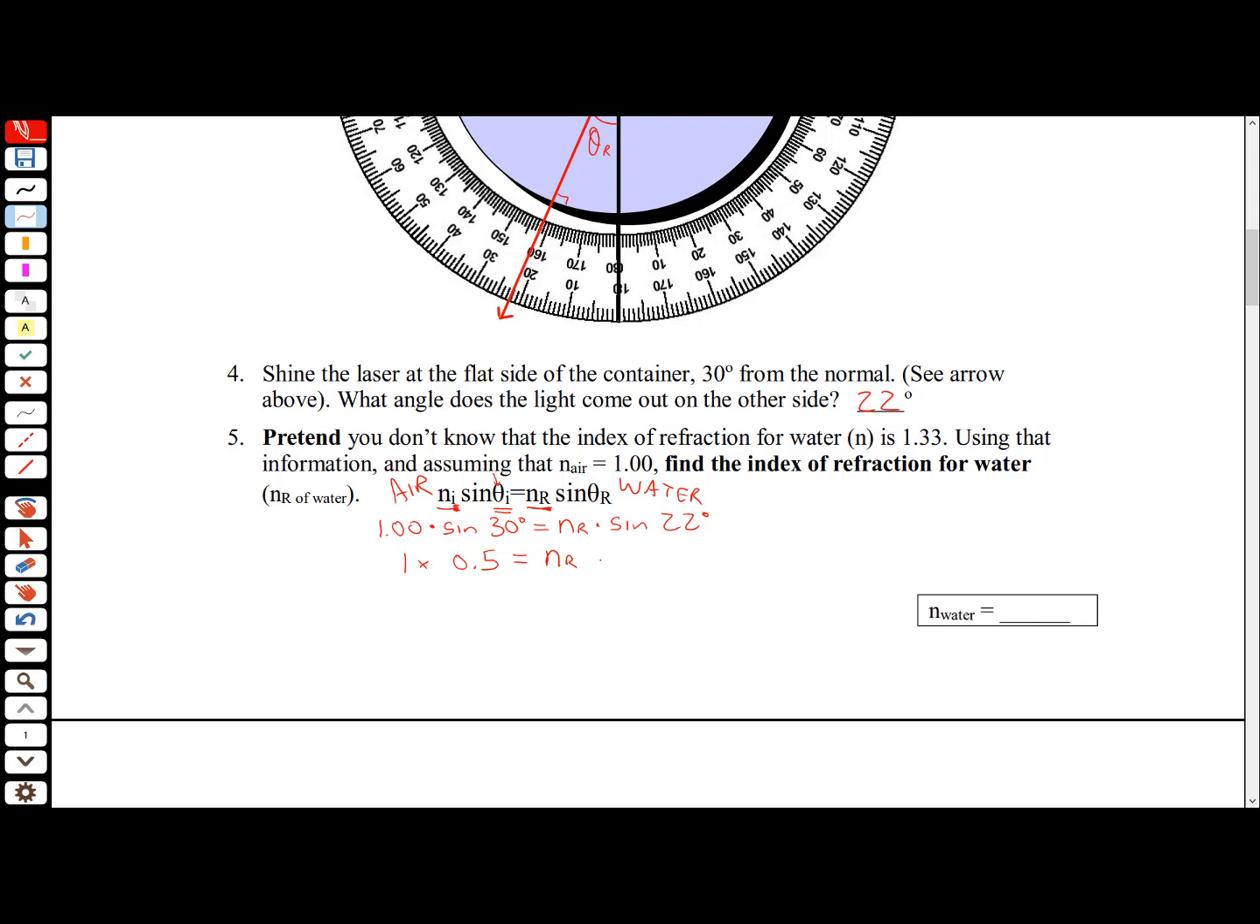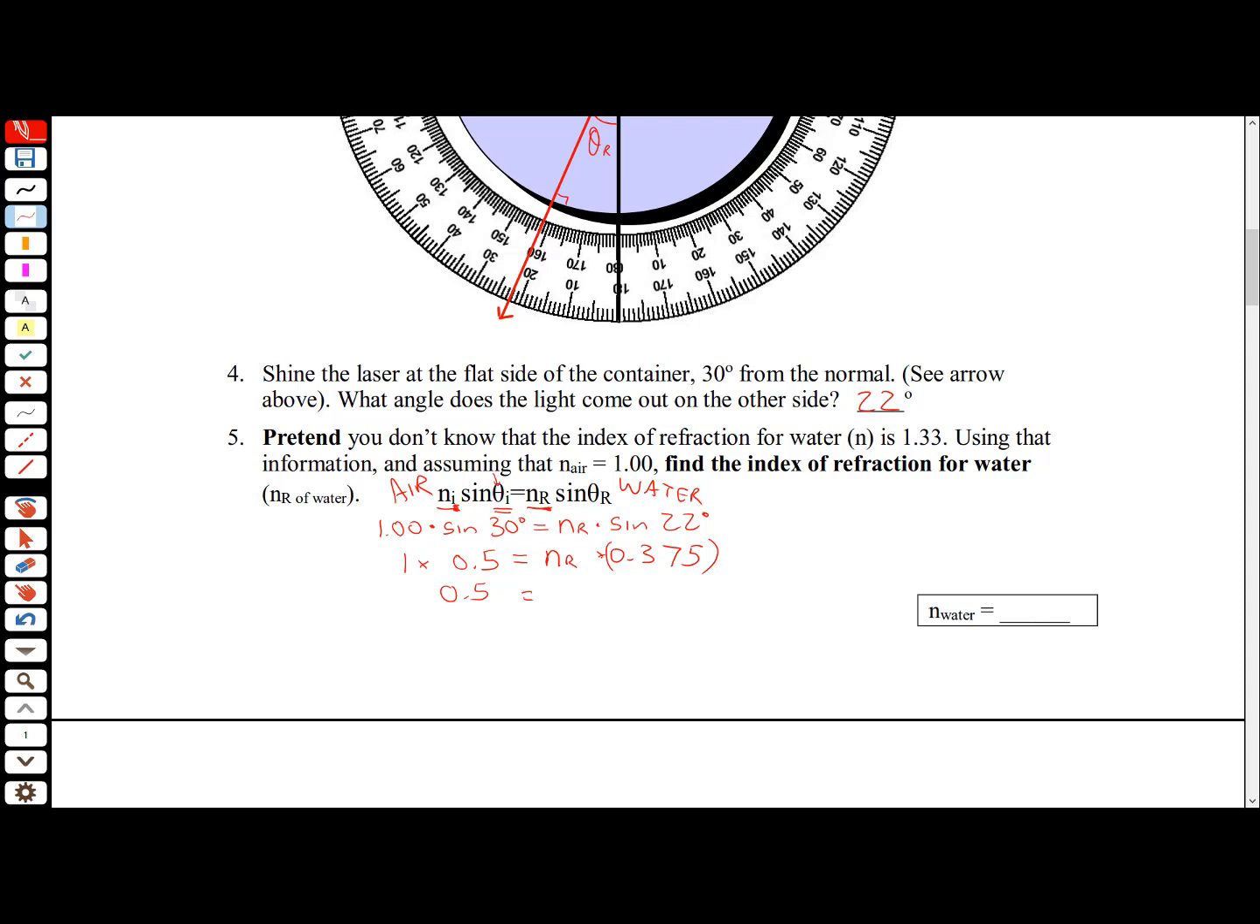Sine of 22 degrees is equal to 0.37, we'll round that to 0.375. Our equation ends up being 0.5 equals Nr times 0.375. We want to get this part over to the other side. Algebraically, we're just going to move it to the other side by doing the opposite.